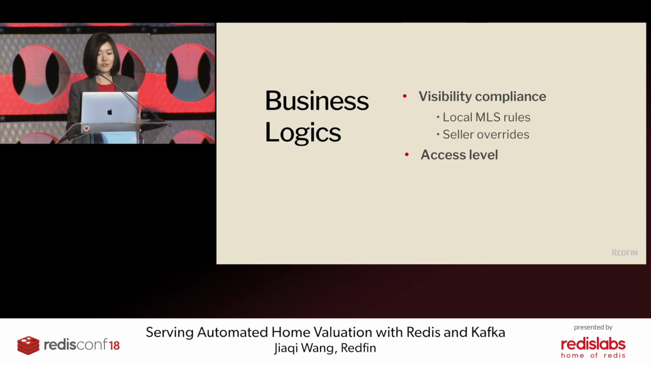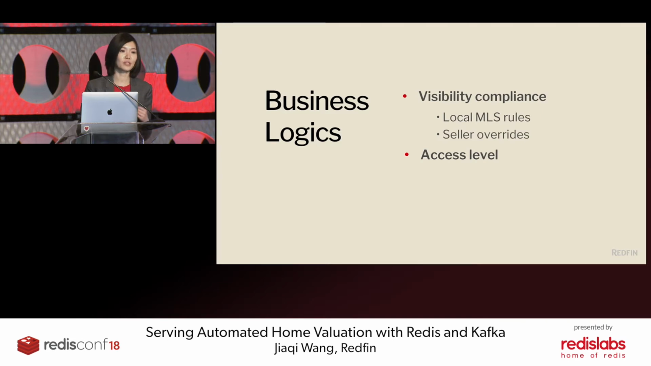Some of these rules comes from local MLS, which stands for multiple listing services. You can think of it as basically an aggregate database where local listing agents upload their listings. And other rules comes from sellers when they suppress the estimate value to be shown on their listings page. But in the end, all of these boils down to one specific value called access level, which controls the accessibility of a piece of data based on a user's role.